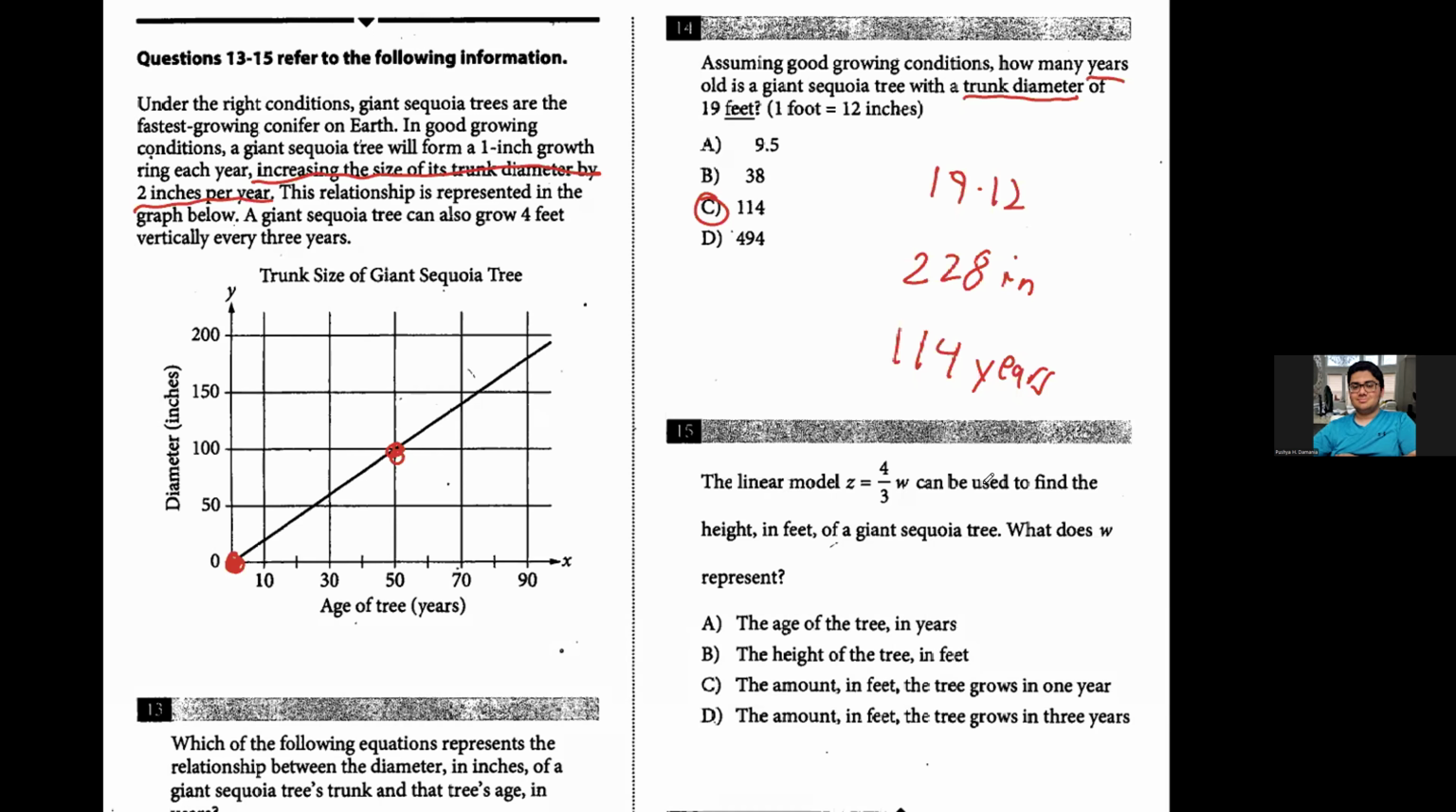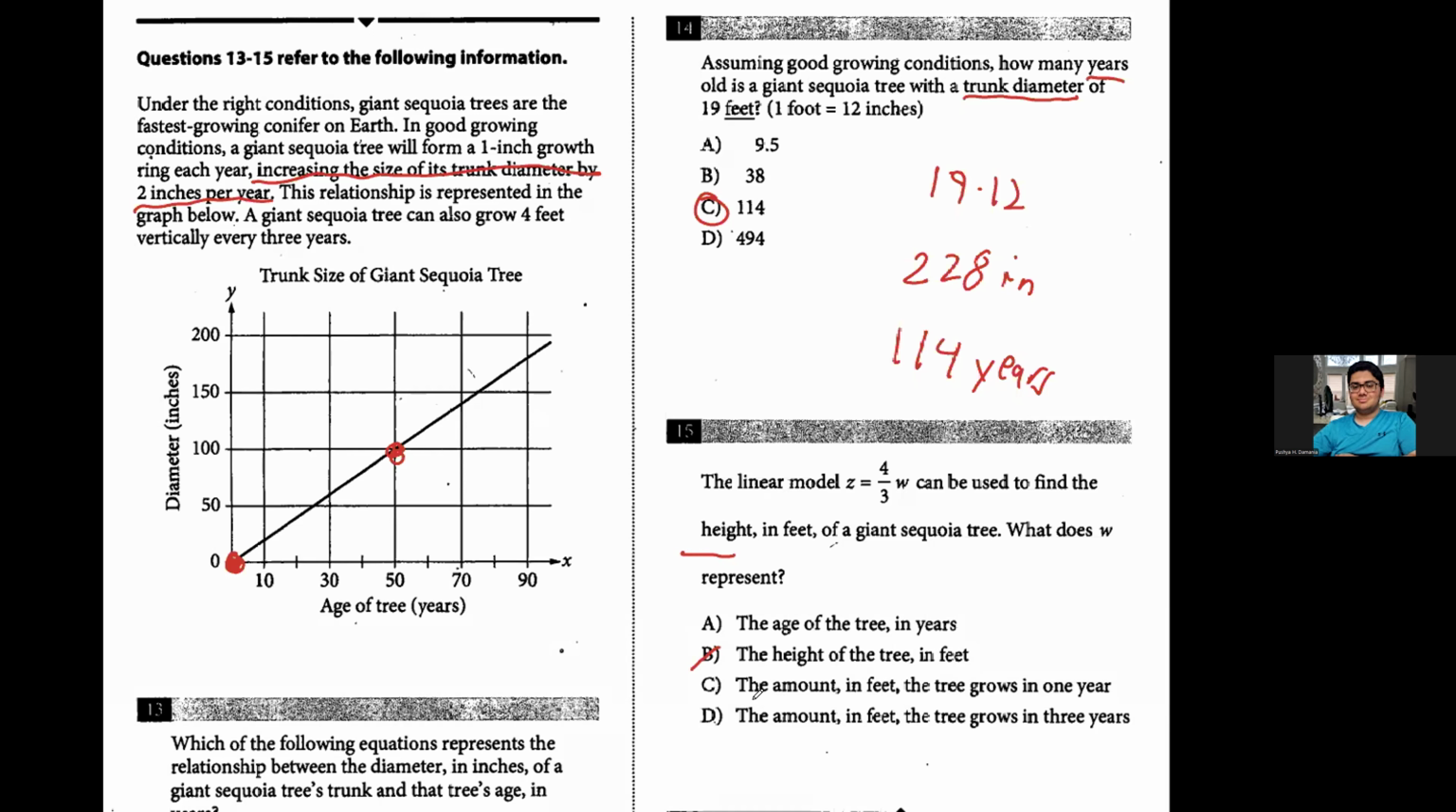Let's just go through the answers. So in this case, how do you find the height? Well, you can't use the height of the tree to find the height of the tree. The age of the tree in years, it could be A. The amount in feet the tree grows in 1 year.